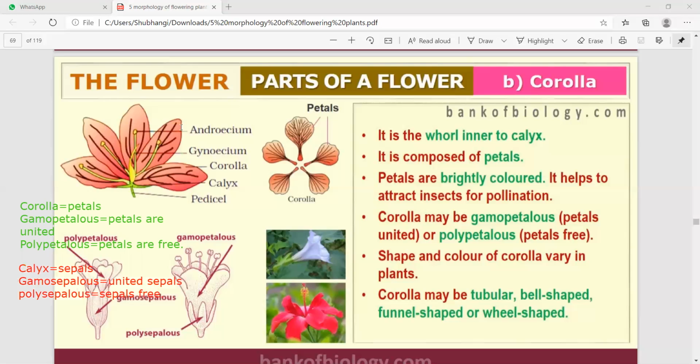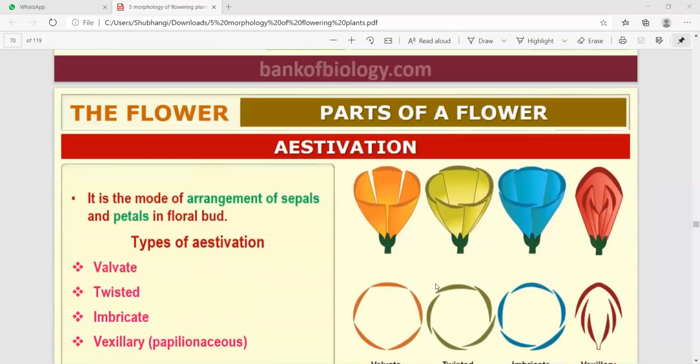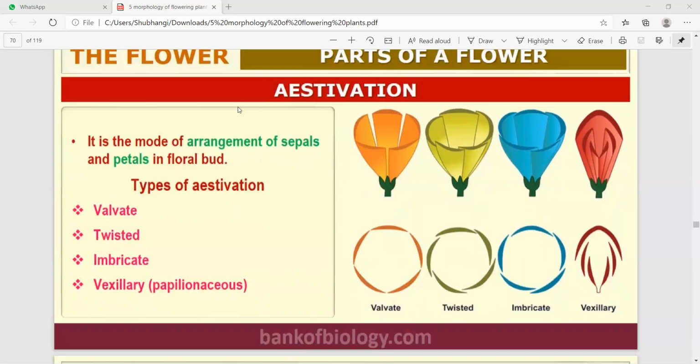We have understood about the calyx and corolla, and based on the fusion or freedom of calyx and corolla, we have four different types of arrangement. So these terms are important. Don't get confused with those terms. Let us go ahead. Now we will be talking about estivation.